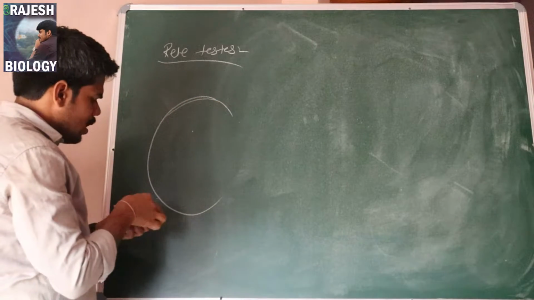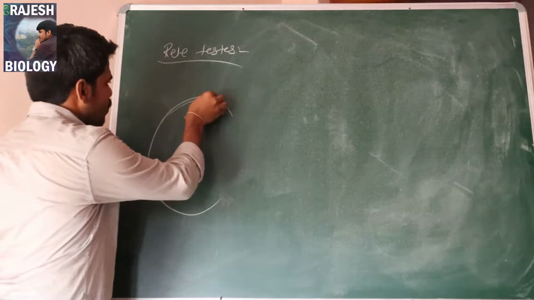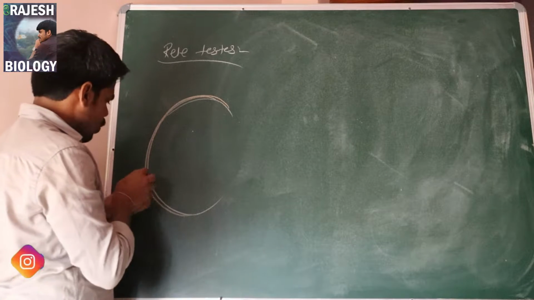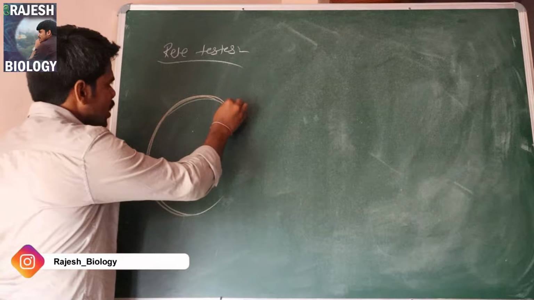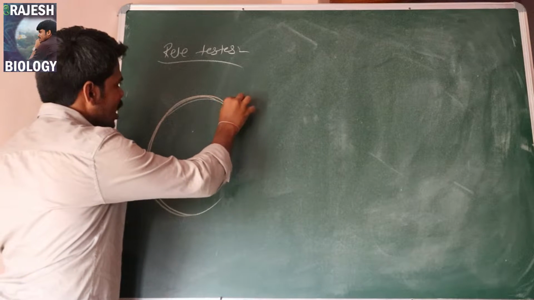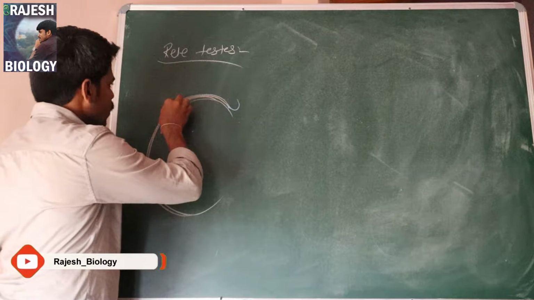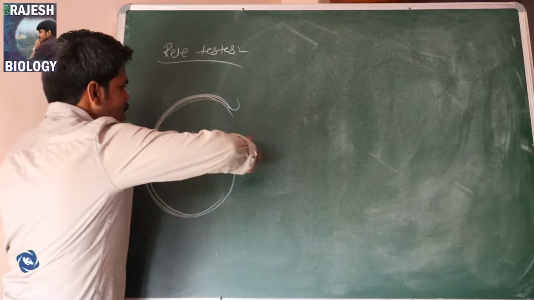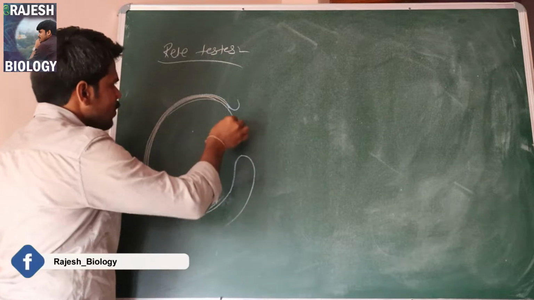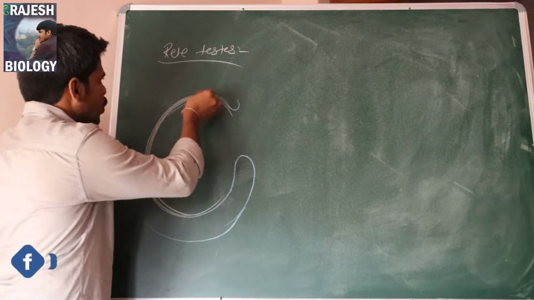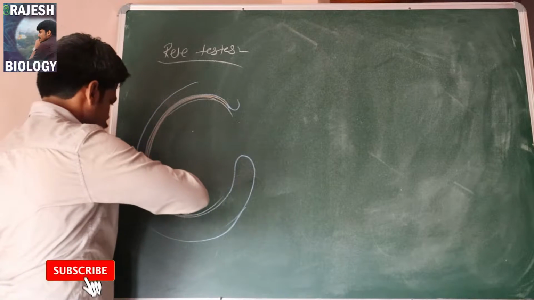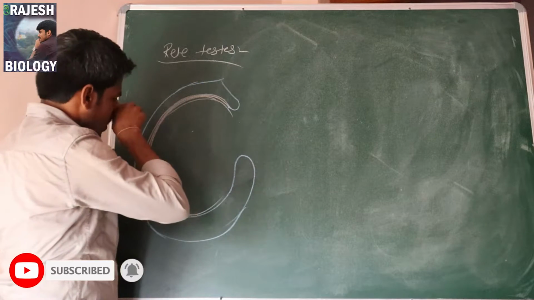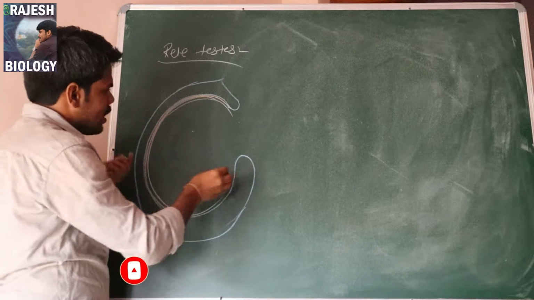Outside the testis there is a fibrous connective tissue sheath that is called tunica albuginea, and outside the tunica albuginea there is a double folded peritoneum. The double folded peritoneum is called what? Tunica vaginalis. The tunica vaginalis is like this. It is double folded peritoneum, and within this the fluid is present.